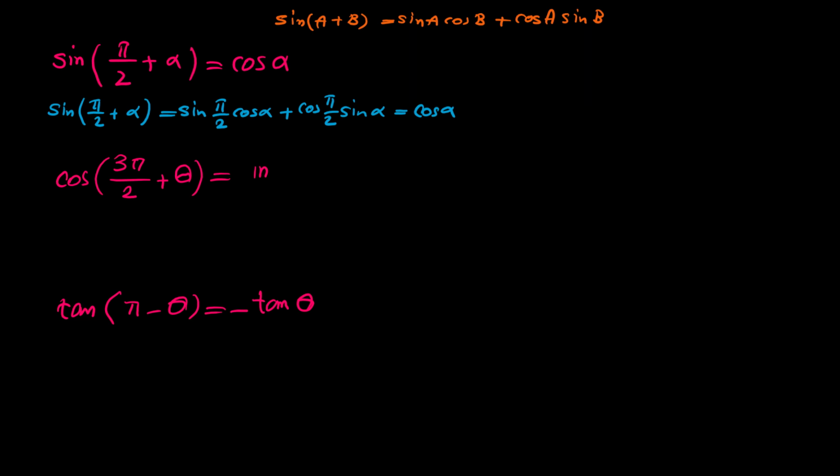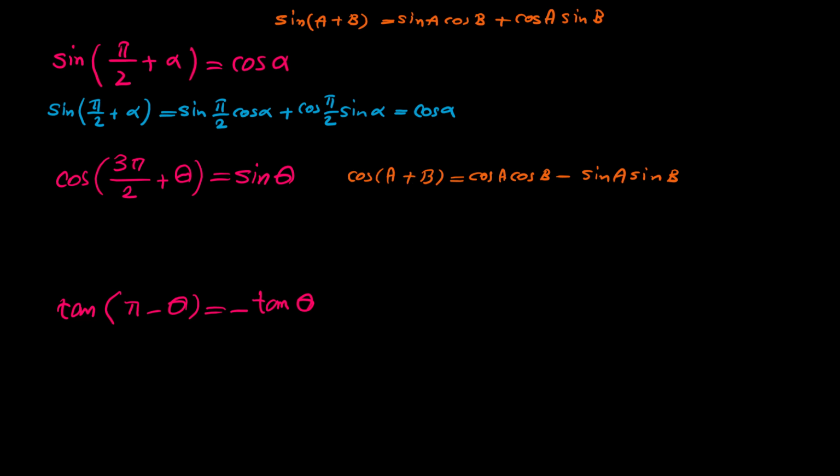Now we want to prove the other relation that here we have. We want to prove that cosine of 3 pi over 2 plus theta is, here should be sine of theta. Probably I erase this. For proving this, we have to use the identity that we have for cosine. Remember, cosine of A plus B is cosine A cosine B minus sine A sine B. When here is plus, the other side is minus.